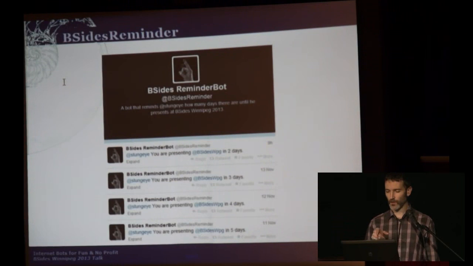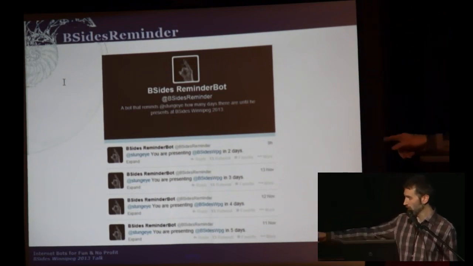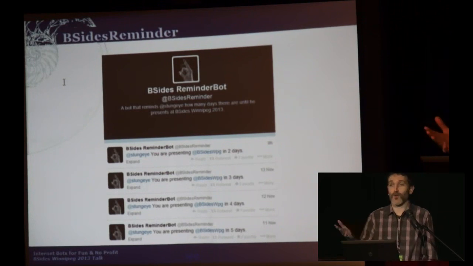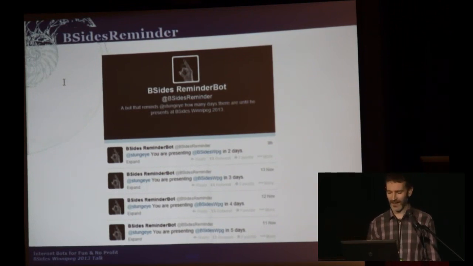I wrote one that would remind me not to procrastinate for making this presentation. So every single day, it would tweet me at 11 a.m. and say, you are presenting at BSides in N number of days. 5, 4, 3, that kind of thing. I started at around 30. And as you can see from when I took this screenshot, I took the screenshot 2 days ago. So it didn't have actually the best effect. I made my talk 2 days ago. Well, I was aware that the talk was coming. Every single day I knew it was coming.